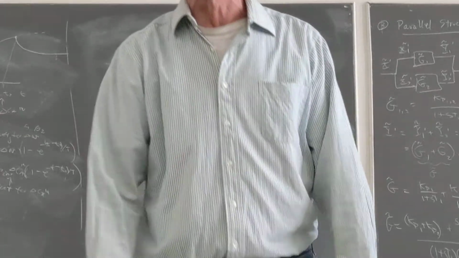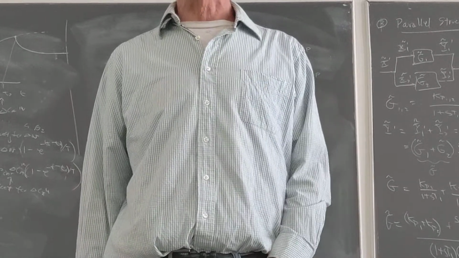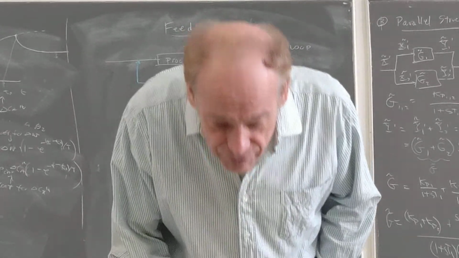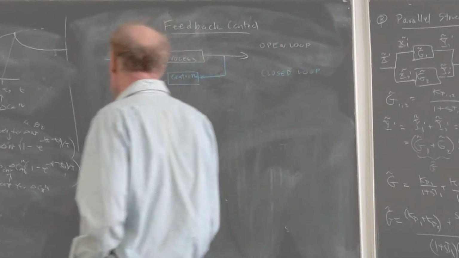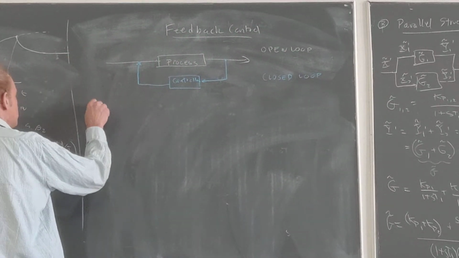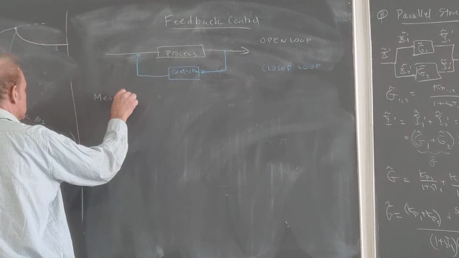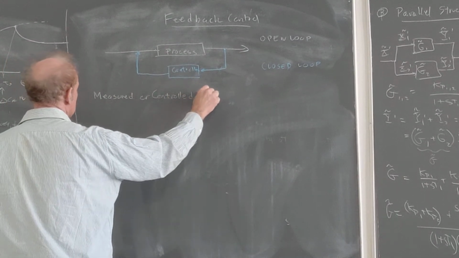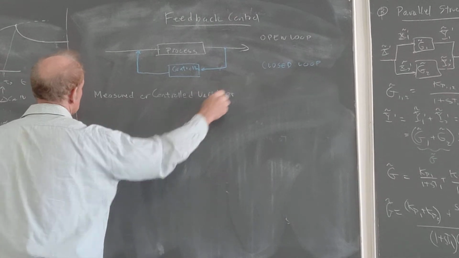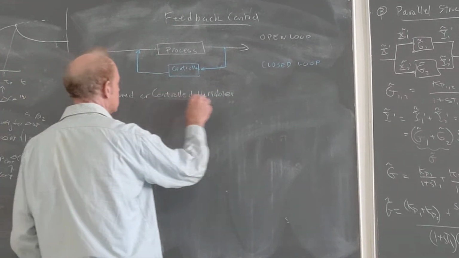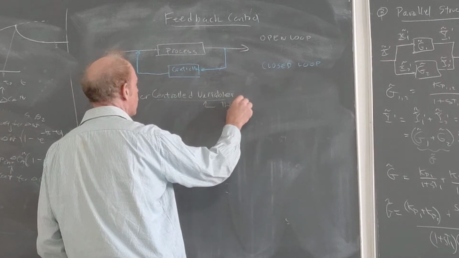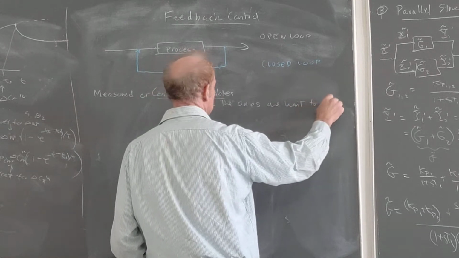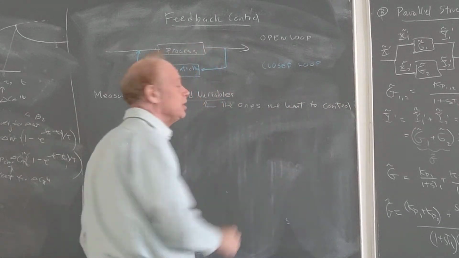But we need some words first, some vocabulary. So the first piece of vocabulary is the measured variable or control variable. Well, the control variables, that's the ones we want to control. That's pretty much a tautology.